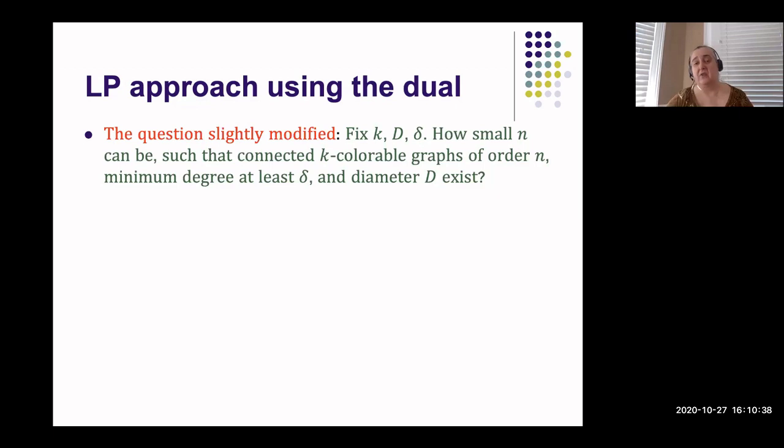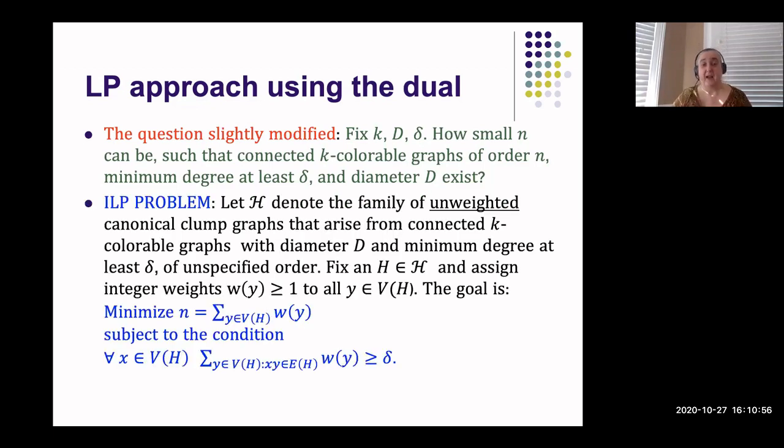Now I'm going to turn this around. I fix capital D, the diameter, delta, the minimum degree, and k, the number of colors. How small can n be such that there are connected k-colorable graphs of minimum degree at least delta and diameter D? This is the same question, just look at it differently. And this can be phrased as an integer linear programming problem.